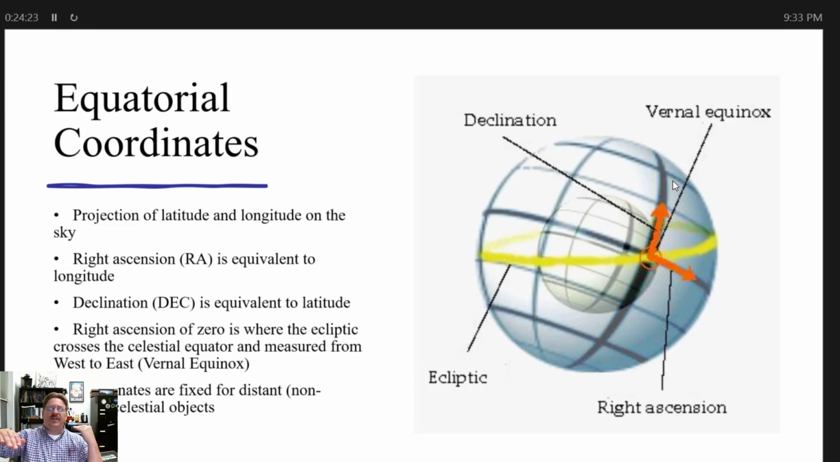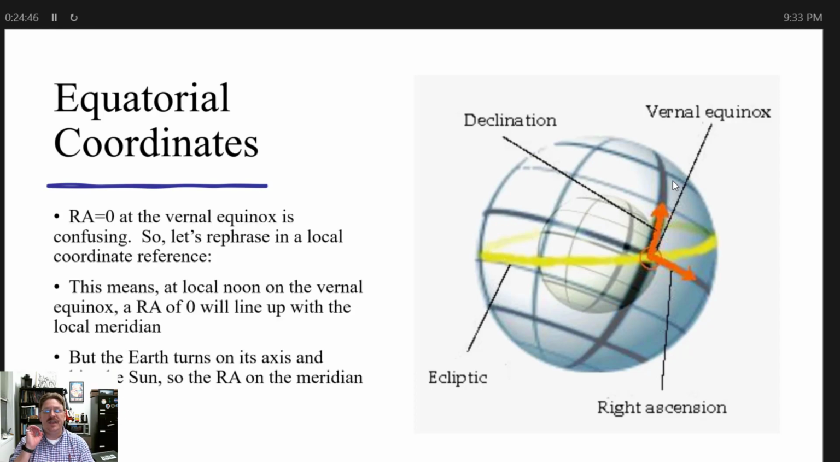So, it's inclined by 23.5 degrees. So the 0 point is defined as the sun is traveling along the ecliptic. It's the point at which the sun along the ecliptic traverses over the celestial equator. At that point, that is known as the vernal equinox, and that is the 0 point of right ascension. And so now we have a fixed coordinate system on the celestial sphere.